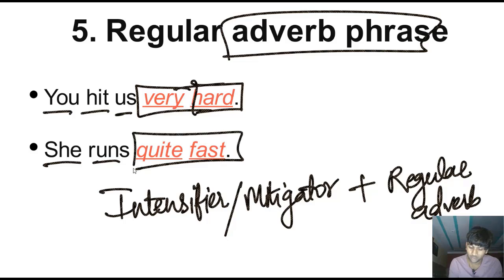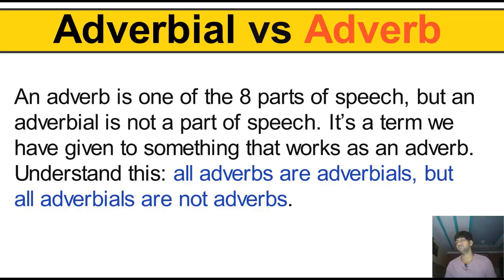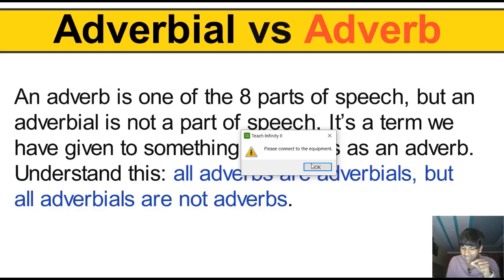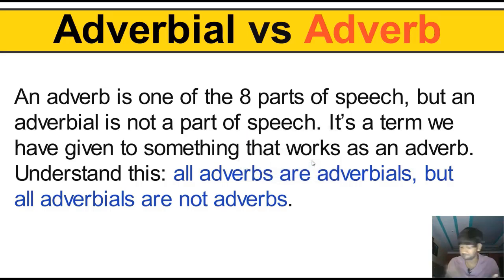She runs how? Quite fast. Fast, quite fast, right? Regular adverb phrases. These are also adverbials. All right. Now, this question must be coming to your mind, what is the difference between an adverbial and an adverb? See, an adverb is one of the 8 parts of speech, right? We have 8 parts of speech: noun, pronoun, adjective, adverb, preposition, conjunction, and so on, right? 8 parts. So an adverb is one of those 8 parts of speech.